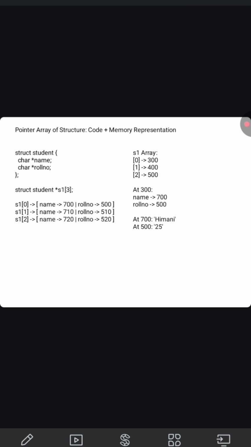So in order to access, first I read from s1 the particular index, I read the address, then I go to that address, read the name address and the roll number address, and then I fetch the values.